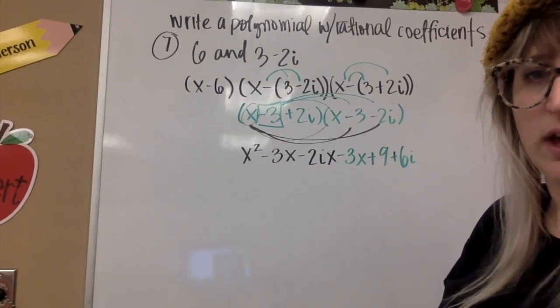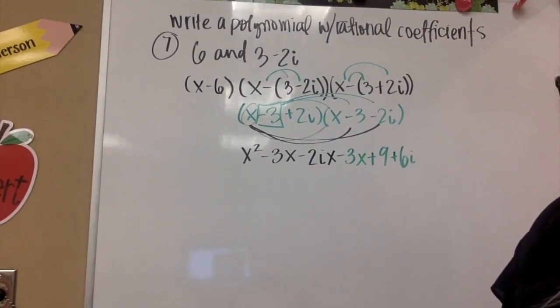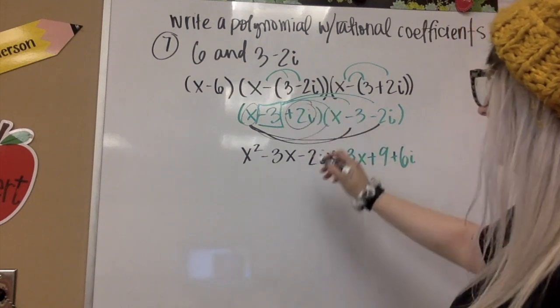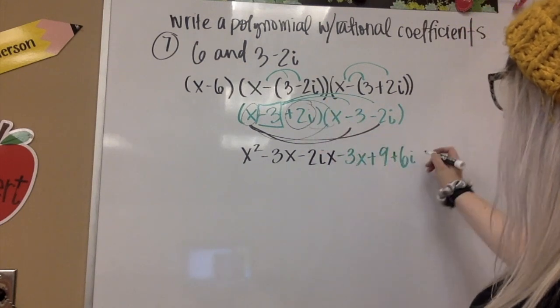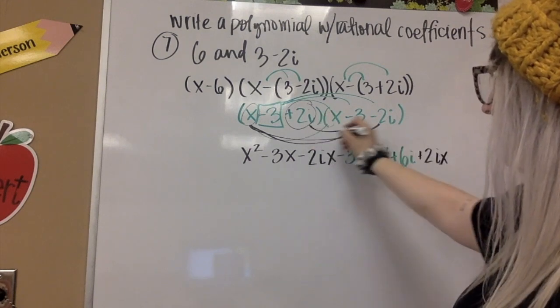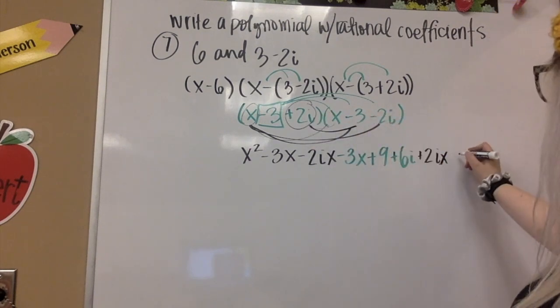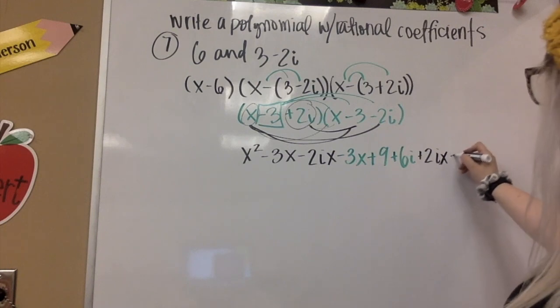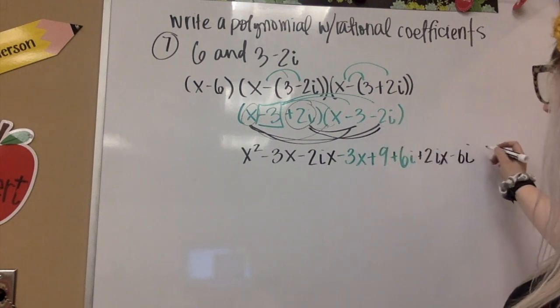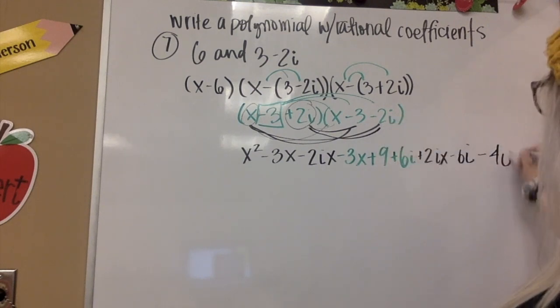Okay. And then I'm going to do my last term, the 2i. So 2i times x is positive 2ix. 2i times negative 3 is going to be negative 6i. And 2i times negative 2i is negative 4i squared.